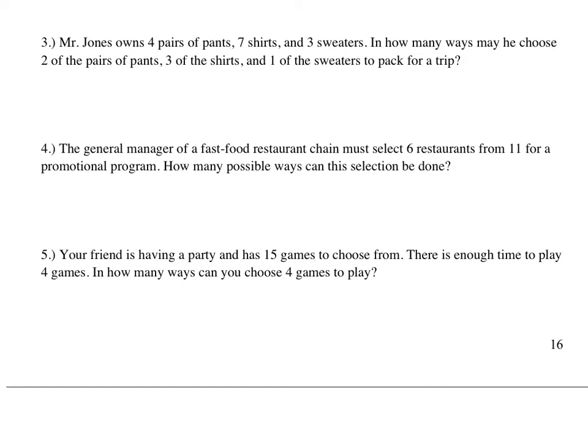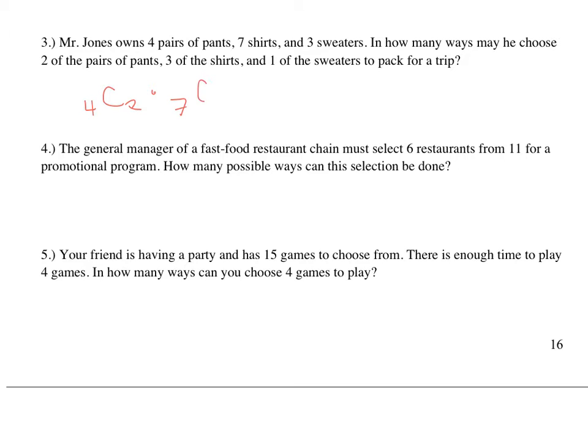Okay, so example 3 says Mr. Jones owns 4 pair of pants, 7 shirts, and 3 sweaters. And how many ways may he choose 2 of the pairs of pants, 3 shirts, and 1 sweater to pack for a trip? Well, he's got 4 total pair of pants, and he wants to choose 2 of them. This is an AND case. We want it to all happen at the same time, so we're going to multiply.